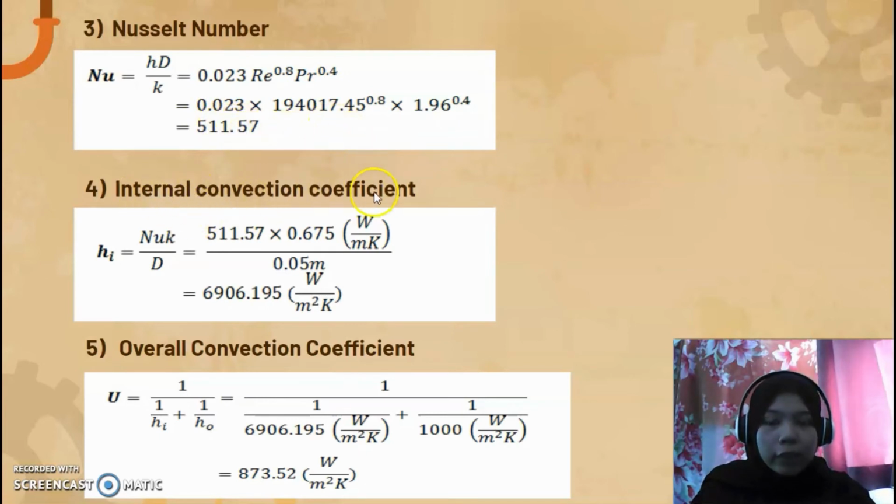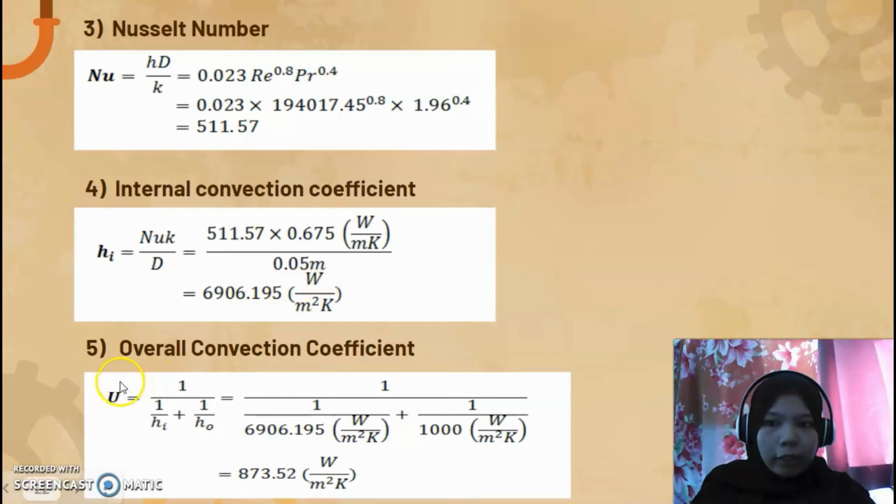Next, the internal convection coefficient, hi. The hi formula is Nu K over D, where K is the thermal conductivity and D is the diameter. So from the Nusselt number value we got earlier, we can substitute the values here and get the value of hi, which is 6,906.165 watt over meter squared K.